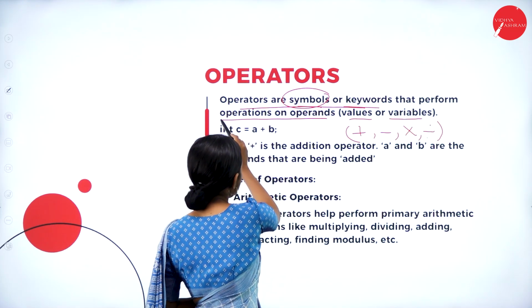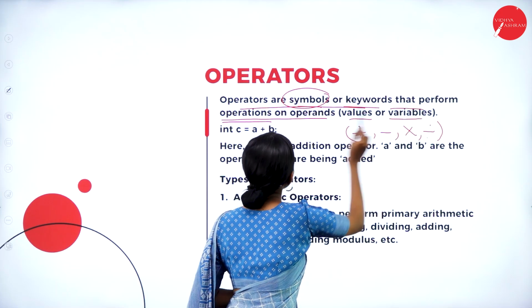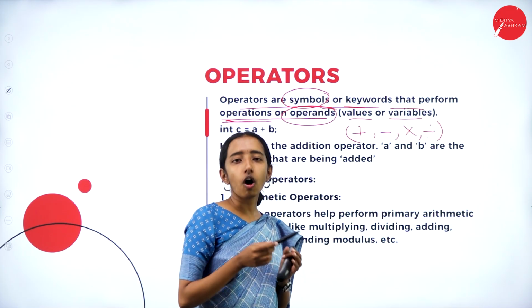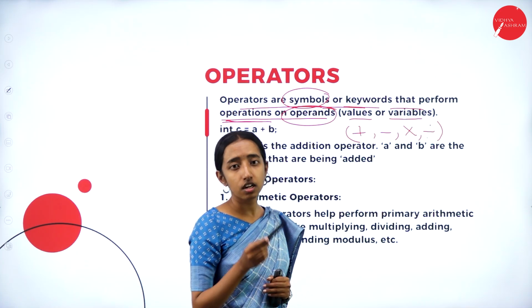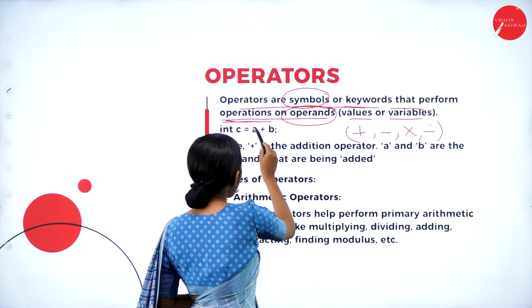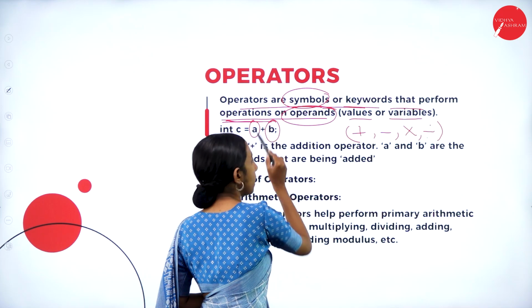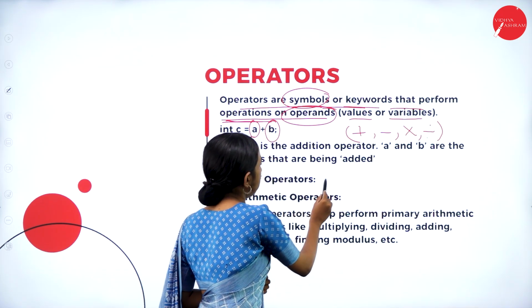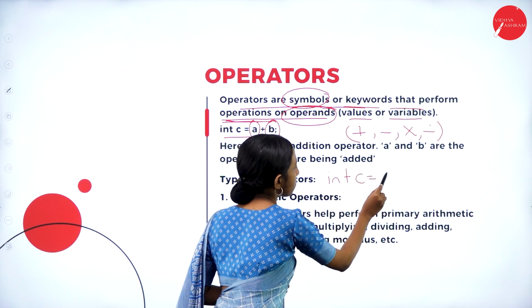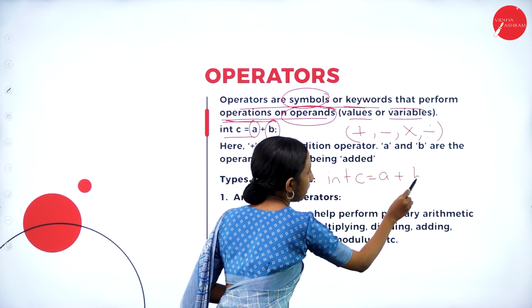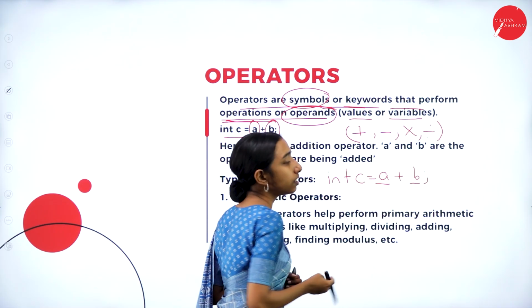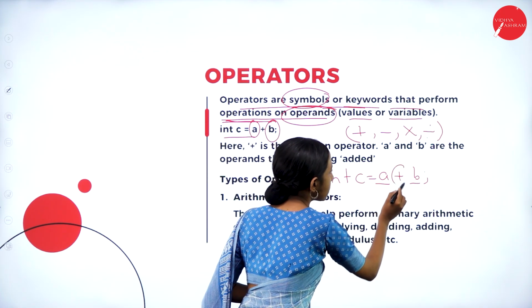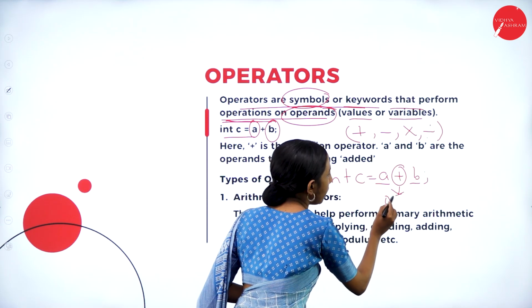In the definition, we can see it performs the operation on the operands. So what are these operands? The operands are nothing but the variables that we are defining. Here we can see int C is equal to A plus B. So here A and B are the variables, the operands, and the plus symbol is the operator.